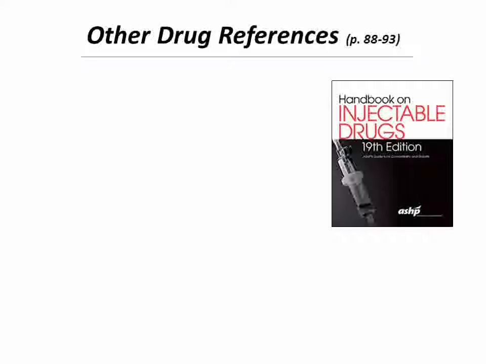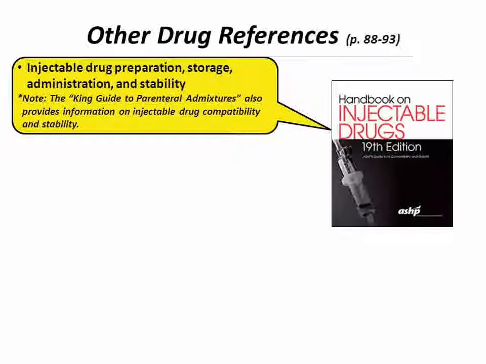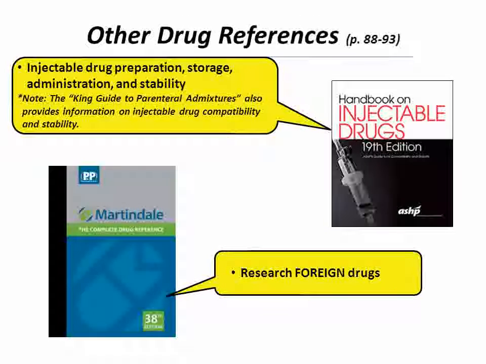The Handbook on Injectable Drugs is pretty self-explanatory. It's just used as a reference for injectable drug preparation, storage, administration, and stability questions. In addition, there's a reference book called The King Guide to Parenteral Admixtures. The word parenteral usually means medicine that's given by injection. So this handbook is also a reference for information on injectable drug compatibility and stability. The Martindale is a reference book we use when we want information on foreign drugs.